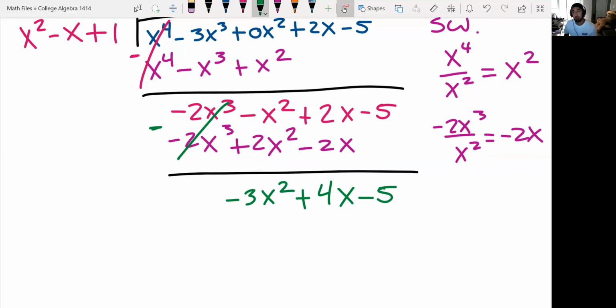Okay, we can keep going because x squared can go into x squared, and once again we can use the side work trick. Negative 3x squared over x squared will give me negative 3.